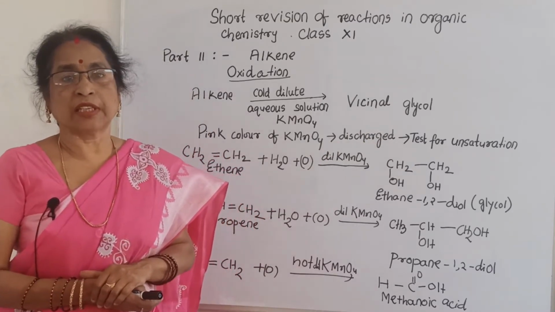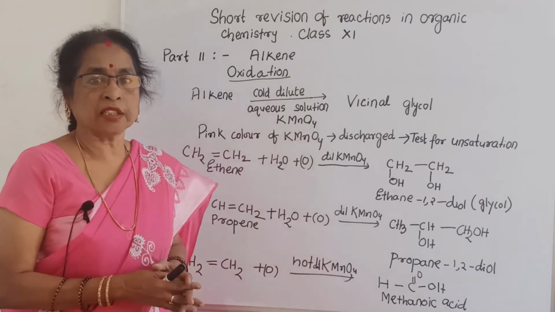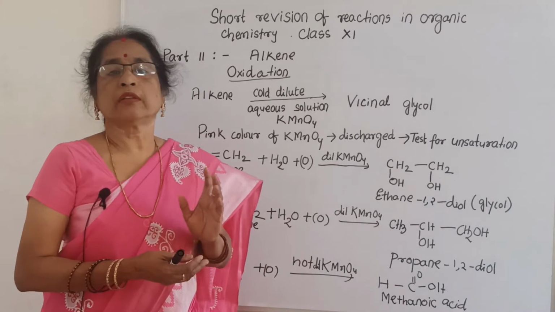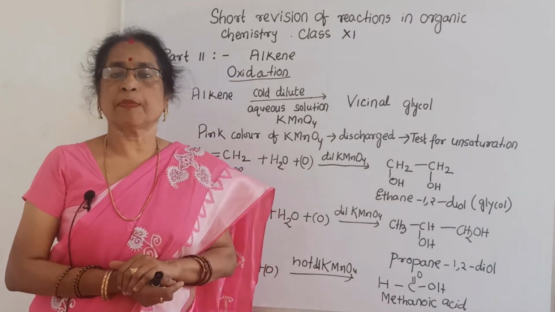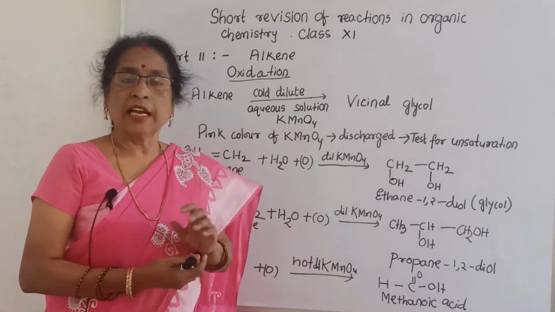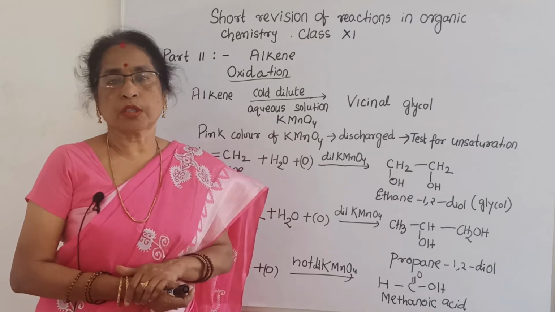Vicinal glycol, what is that? That means OH groups are attached to adjacent carbons. Now the pink color of KMnO4, you know potassium permanganate solution is pink color, is discharged here. It indicates that this is a very important test for unsaturation.